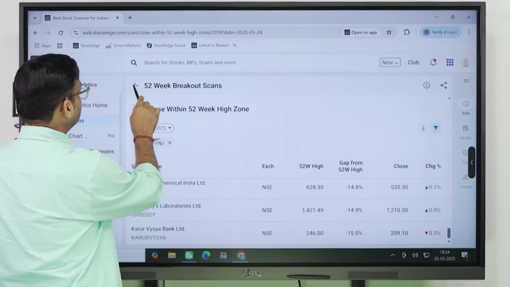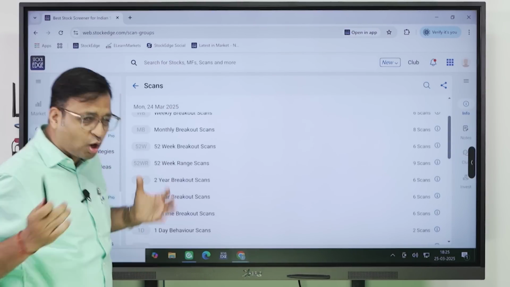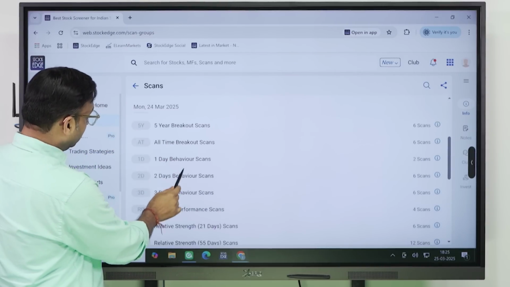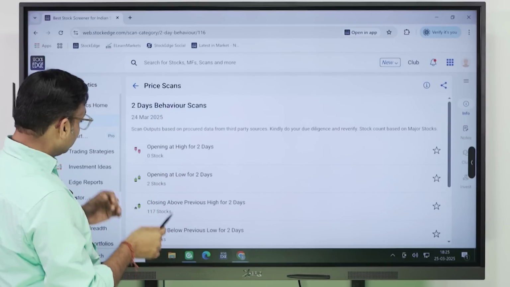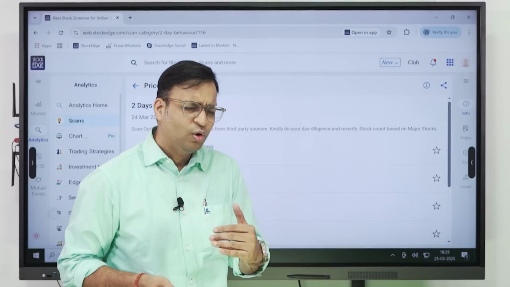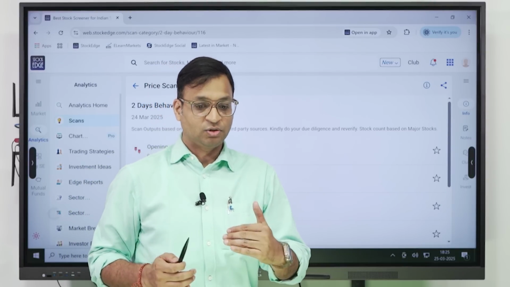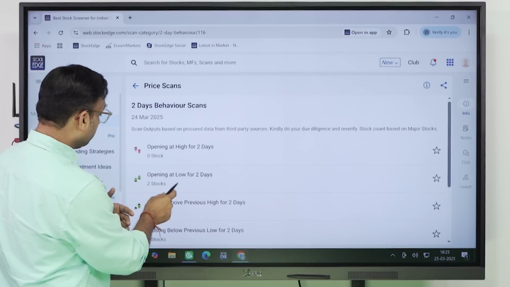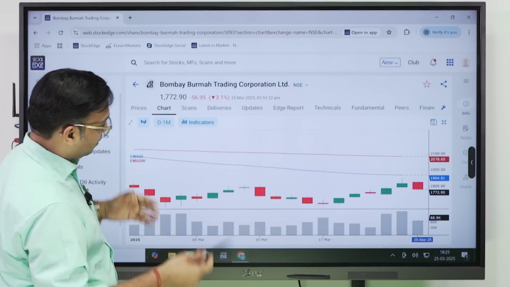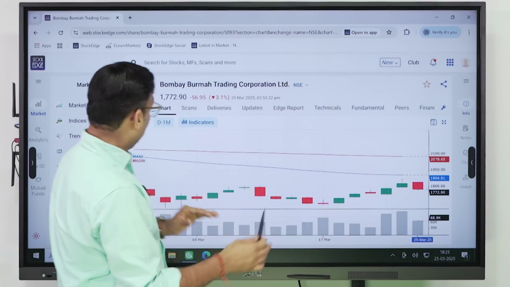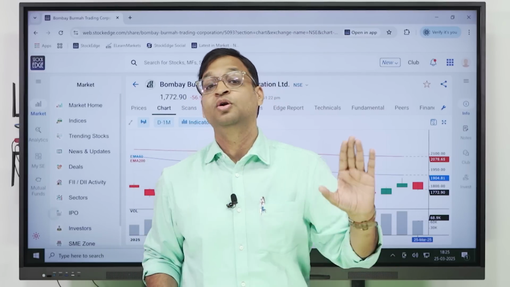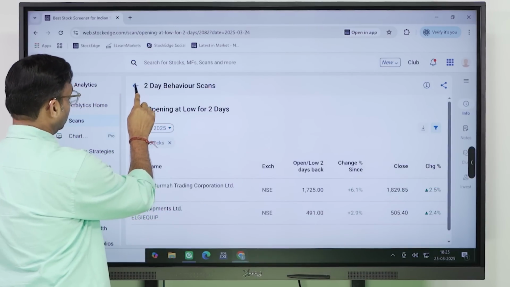So just giving you a hint, just giving you an understanding. Now let's go to more short term. Let's go to short term. Say we want to identify, based on 2-day behavior, stocks which have opened at low for 2 days. If any stock is opening at low for 2 days, that means the stock is possibly going up, because every time it opens, a low is being made. Okay, let's see. Let's go to the stock called Bombay Burma. Opened at low for the last 2 days, but trading below its moving averages. Will I try to make an attempt in this stock? No, I will not try to make an attempt in this stock.